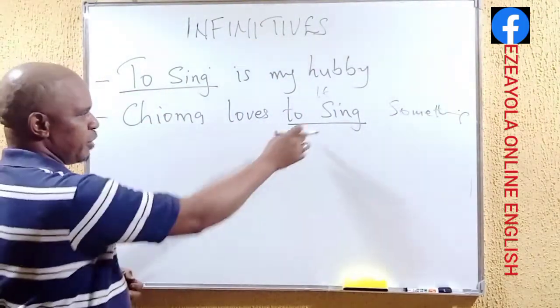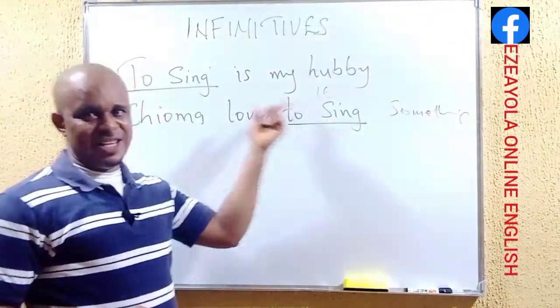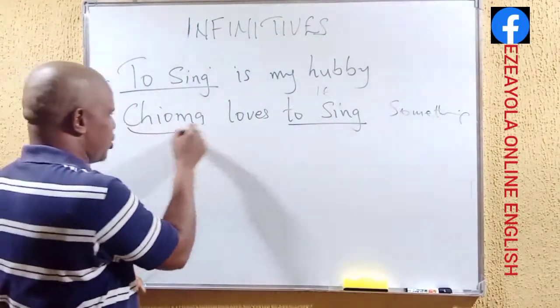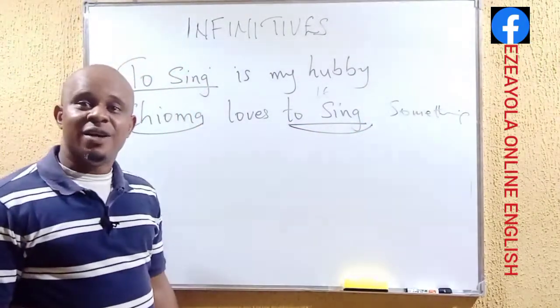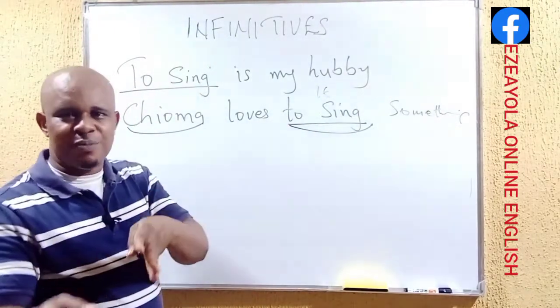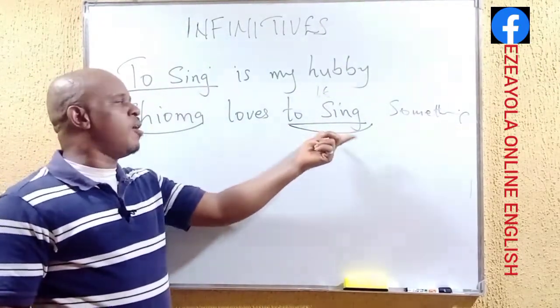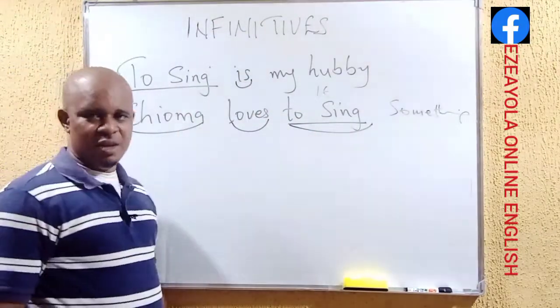Okay? For the second one, for number 2, "to sing" here is not the subject. The subject is Chioma. And then "to sing" is what? Of course, it is the object. We have subject, we have object. So in this situation, it is the object of the verb "loves." Here it is the subject of the verb "is."